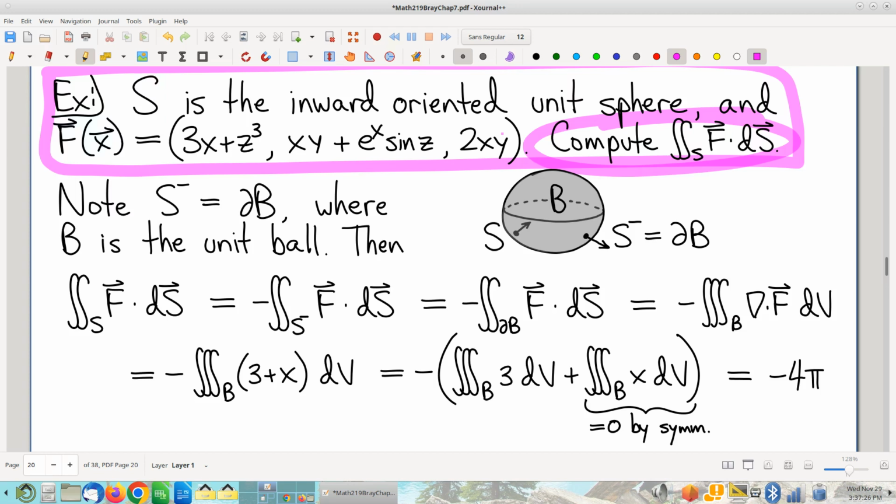If you were to parameterize this sphere and plug and chug, you'd have a nightmare on your hands. Absolute nightmare. Remember, when you parameterize the unit sphere, you're probably going to use the spherical graph parameterization, which is chock full of trig, which means this vector field is going to be a nightmare of trig. You don't want to do that.